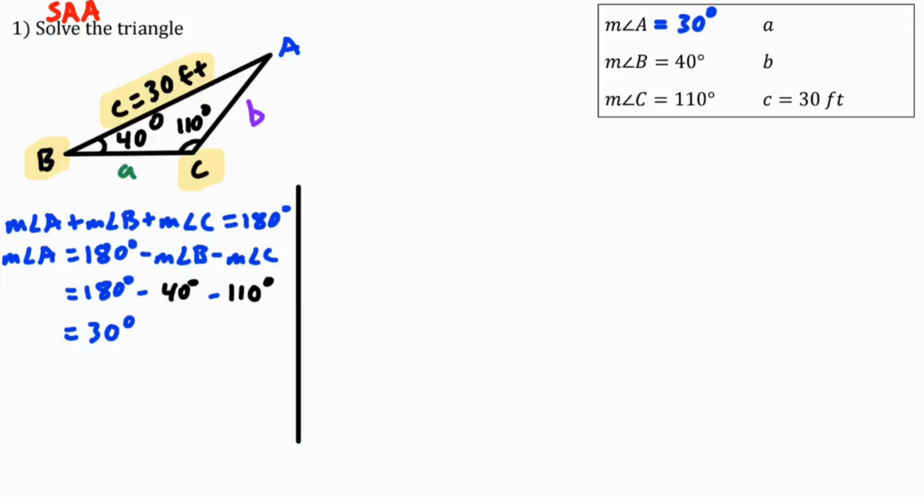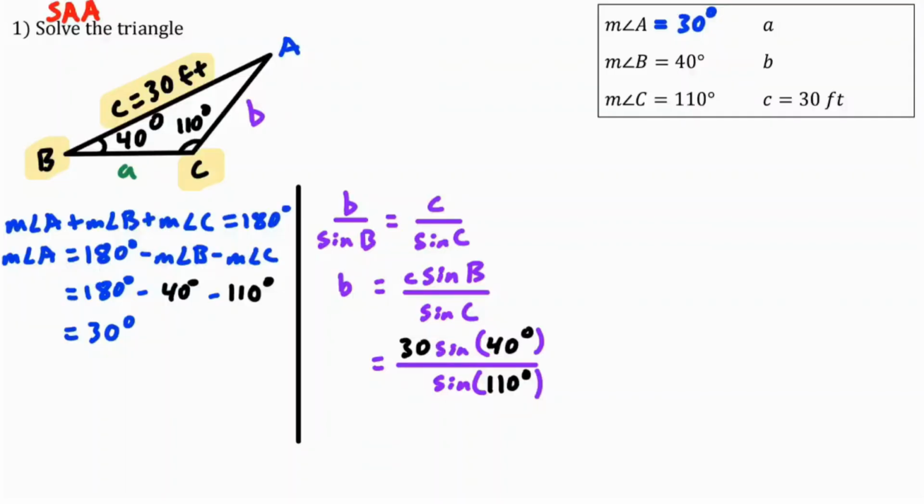Next, we have a choice up to you if you want to solve for side A first or side B. So I'm going to solve for side B first. Since we're solving for a side, we're going to use B over sine of B equals C over sine of C. Let's get B by itself. Multiply both sides by sine of B. We get B equals C sine of B over sine of C. We'll substitute the information that we have already and then type it in the calculator. We get B to be about 20.5212 feet. So we'll put it in our table.